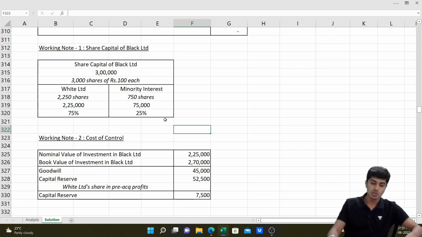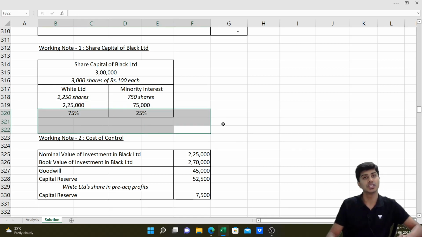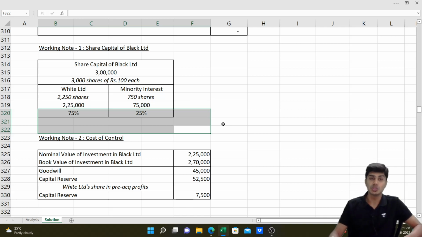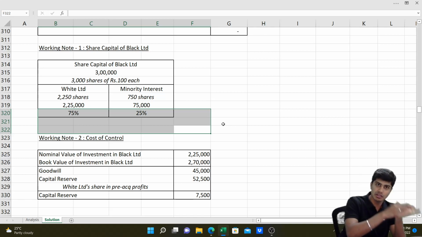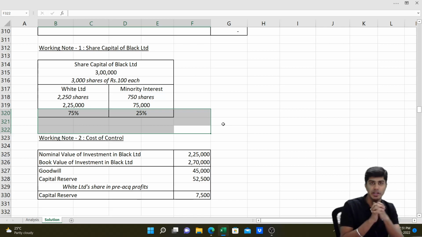So the holding company holds 75% of the shares in the subsidiary and the minority holds 25%. Remember this percentage, because this percentage will help us in apportioning pre- as well as post-acquisition reserves between the holding company and minority interest.